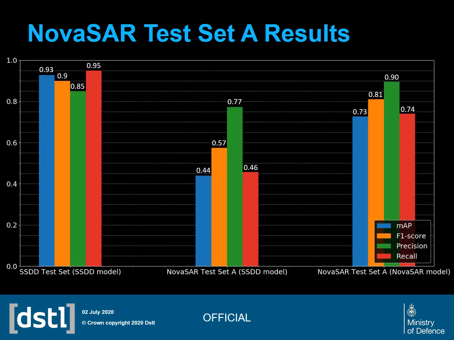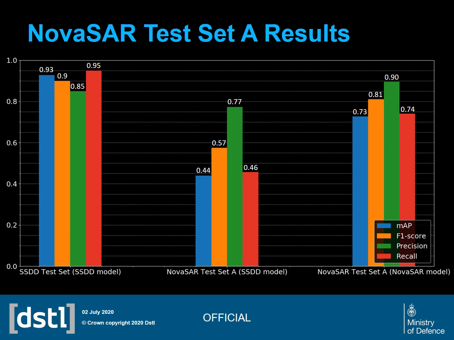Here we can see results for both models on the sets of image tiles. On the left, the SSDD model is able to detect 95% of the ships present in the SSDD test set with a precision of 85%. When the SSDD model was tested directly on the NovaSAR test set in the middle, performance was reduced as expected. However, 46% of the ships were correctly detected with a precision of 77%.